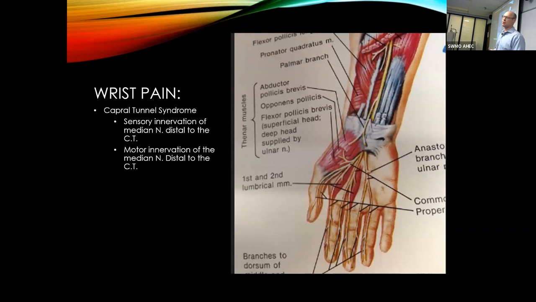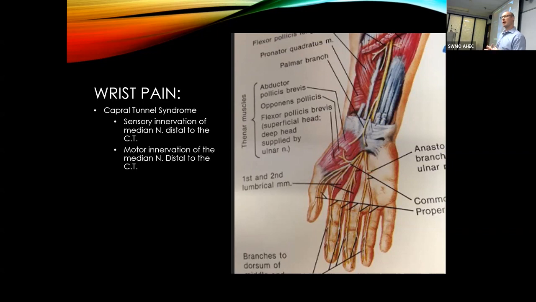So carpal tunnel syndrome, where are they going to have numbness? What nerve's affected? Median nerve. So if you ask the patient that, I've got numbness and tingling, wakes me up at night. Where? They're going to go like this. 99% of the time, it's my whole hand. It's not their whole hand, but they're going to tell you it's their whole hand.